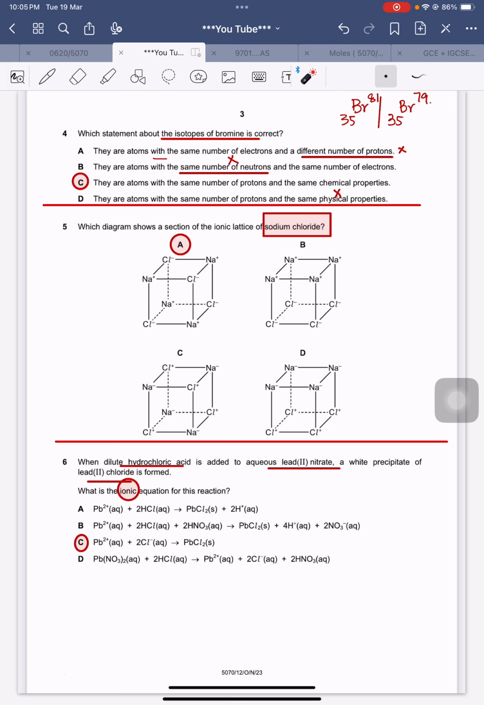Okay. So which diagram shows a section of ionic lattice of sodium chloride? In case of sodium chloride, I have taught you that this is the cubical structure, and one sodium is positively charged. It's going to make a bond with three sides, and all of them are negatively charged. So you can see that none of the positive is attached with the positive, and none of the negative is attached with the negative. Rather, positive is attached with the negative, and the negative is attached with the positive.